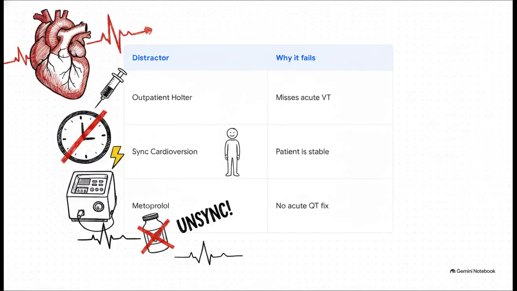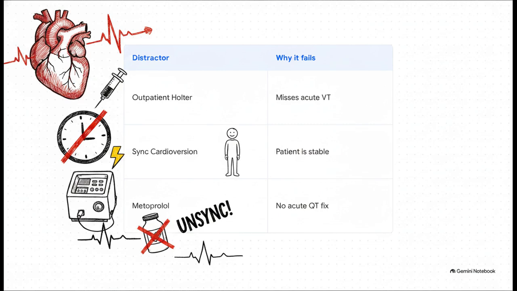Sticking an outpatient Holter monitor on this patient without treating them? Incredibly unsafe. They need acute suppression of those early afterdepolarizations right this second. What about synchronized cardioversion? Remember, our patient is stable and the burst self-terminated. You don't shock a stable patient. Plus, if they do become hemodynamically unstable, torsades requires immediate unsynchronized defibrillation because the rhythm is polymorphic and lacks a consistent R wave for the machine to even sync on.